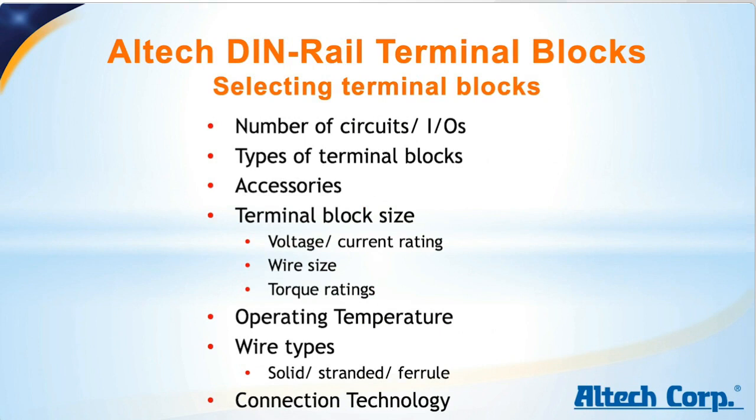In the last part of my presentation, I'll discuss some selection parameters which help us identifying and specifying a DIN rail terminal block system. So first, we need to know the number of circuits we have and IOs. Then we can decide the types of terminal blocks. That depends on other components in the systems, what functions they have. It can also depend if the circuits, for example, need to be accessed for testing or other measurement purposes.